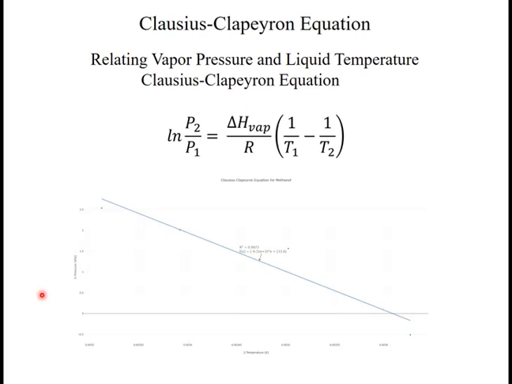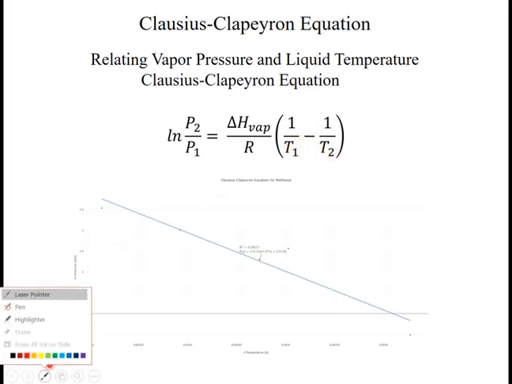In this video, we're going to talk about the Clausius-Clapeyron equation. It's an equation that relates the vapor pressure to the liquid temperature, and this is the equation here. It's the natural log of P2 over P1 is the delta H, or the heat of vaporization, over R, times 1 over T1 minus 1 over T2.